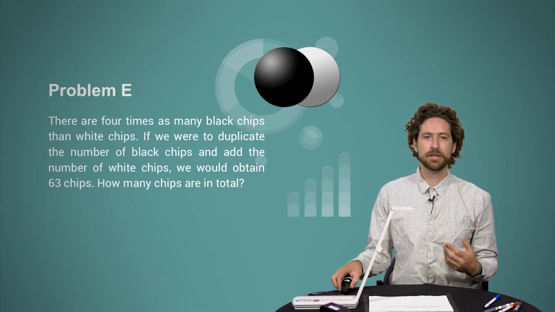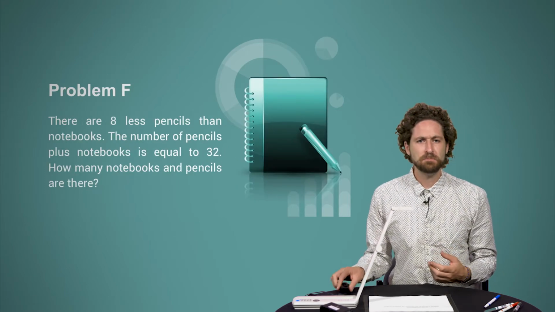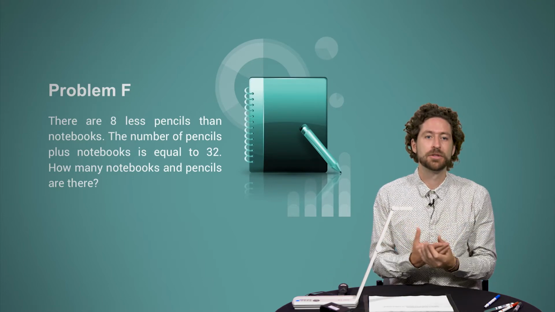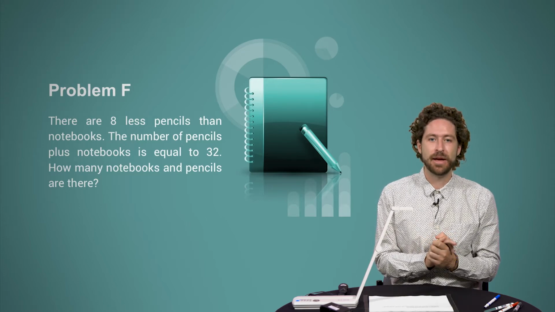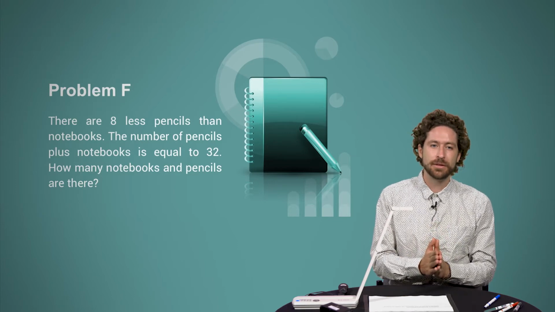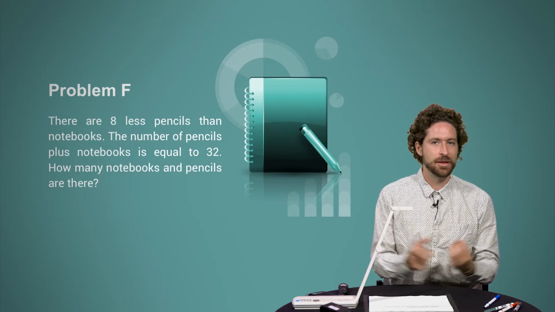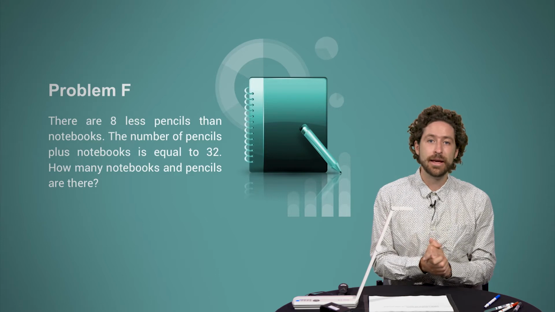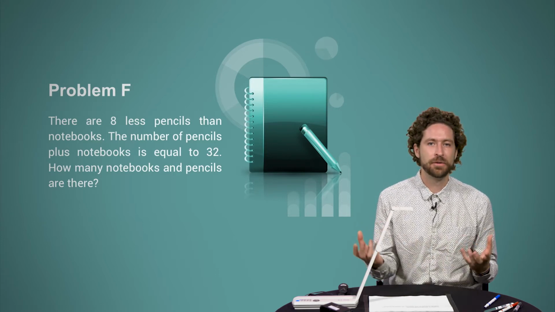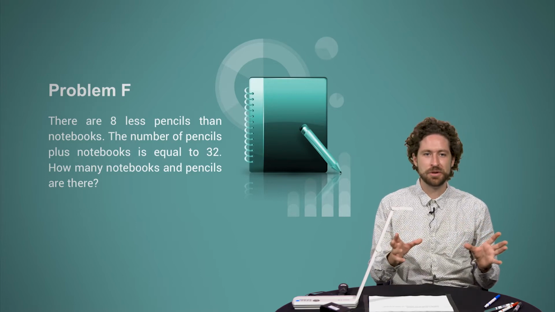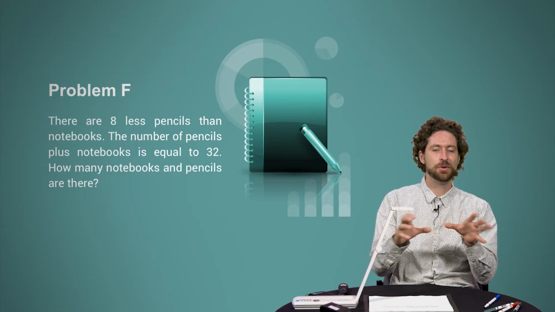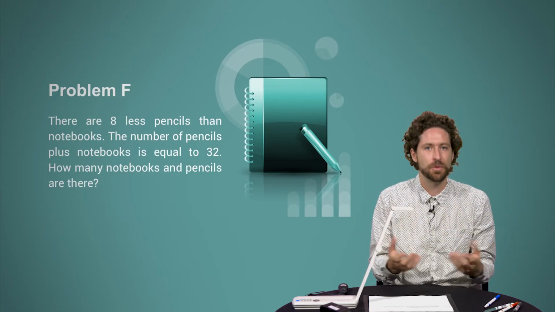Okay. Let's do a last problem in this video that also deals with algebra, but let's do it without variables. There are 8 fewer pencils than notebooks. The number of pencils plus notebooks, so if I add them, if I collect them as objects, is equal to 32. How many notebooks and pencils are there? That question could be read as how many notebooks and how many pencils, or how many notebooks and pencils as a whole. And we can answer both. It's fine.